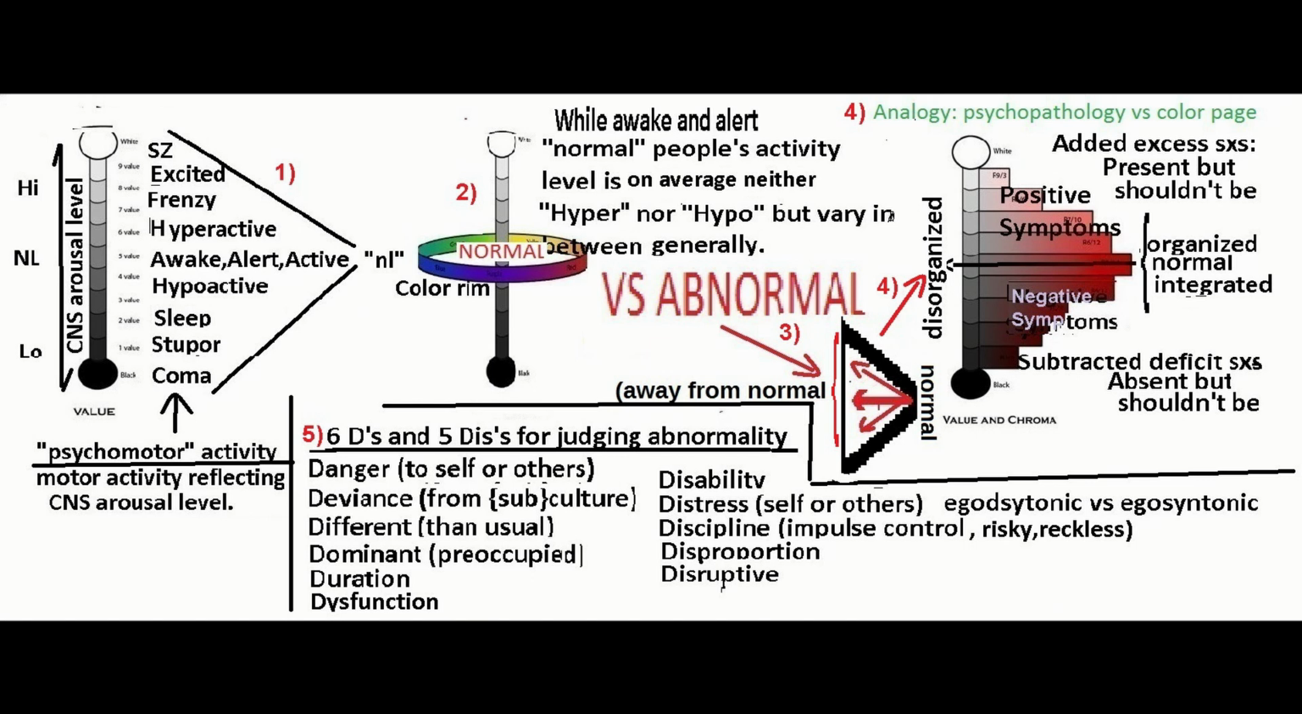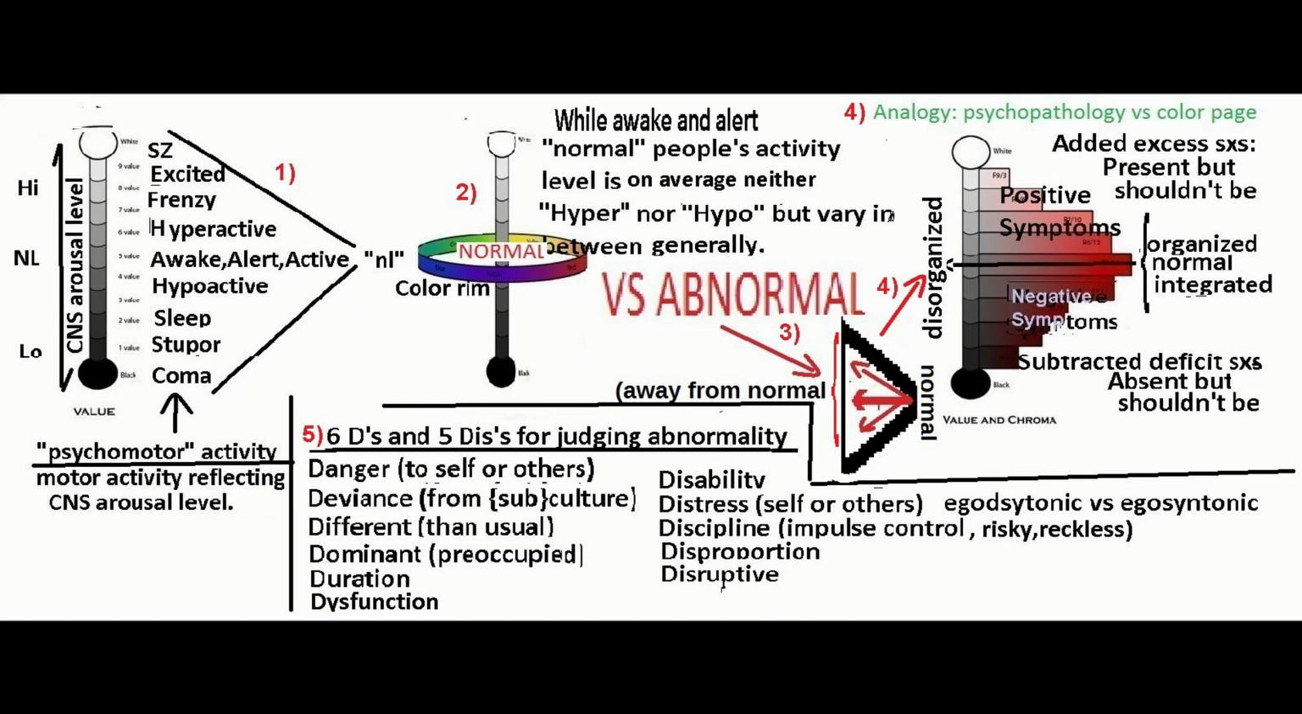The normal people's activity level is on average, neither hyper nor hypo, but varies in between generally. And this is in contrast to being abnormal. And if you look over on the extreme part of the page, there's a triangle there with the arousal level on the left-hand side, going over towards the right-hand side of the lateral apex of this triangle, where you would see normal and organized.